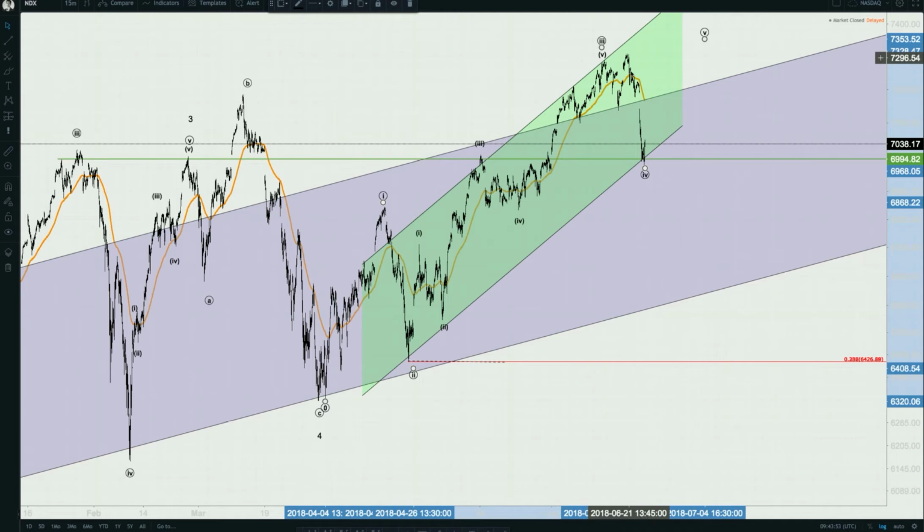Now this could be the end of wave 4. This could also become more complex and go sideways for a bit longer before it makes an attempt higher. But overall, I believe that as long as price now does not go probably below 6,900, so it might test this bottom again that they created around 6,900, and test that channel line again, but I think it should not go any further.